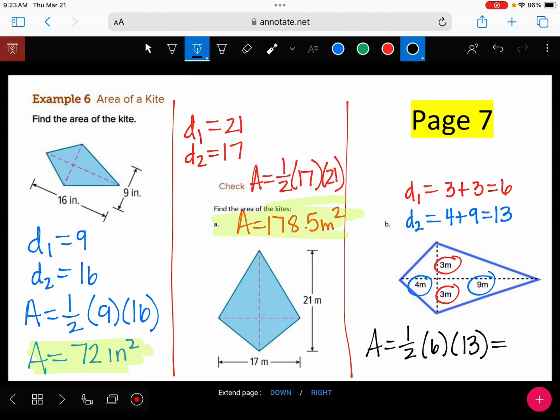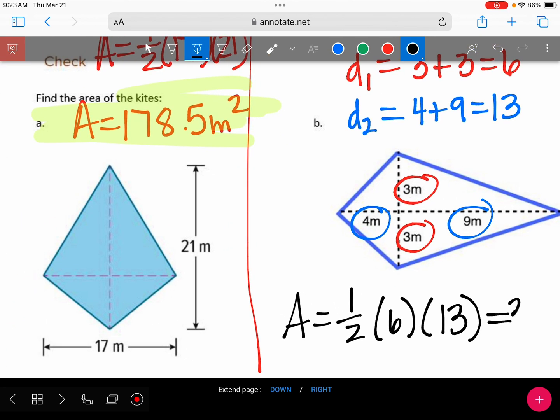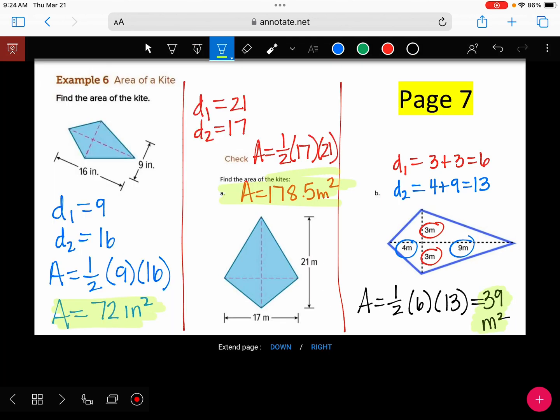What do you get when you take 1/2 times 6 times 13? 39. Anybody else get 39? And you have to put the unit squared. If you don't put that meter squared, you do lose 1/2 point. So make sure you're putting your units. I'm going to leave that up there. Any questions about that?